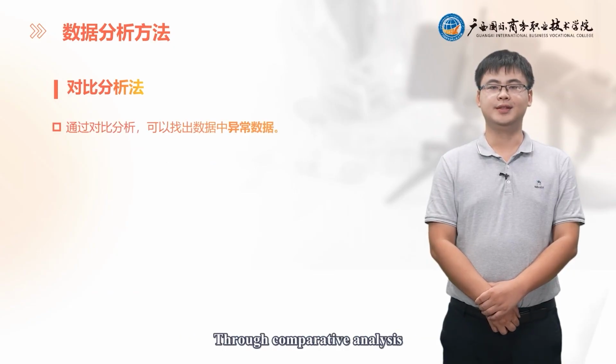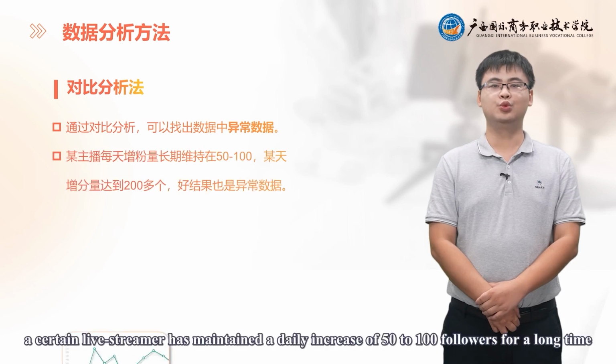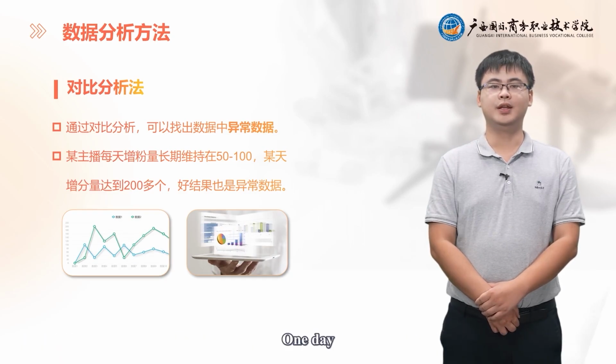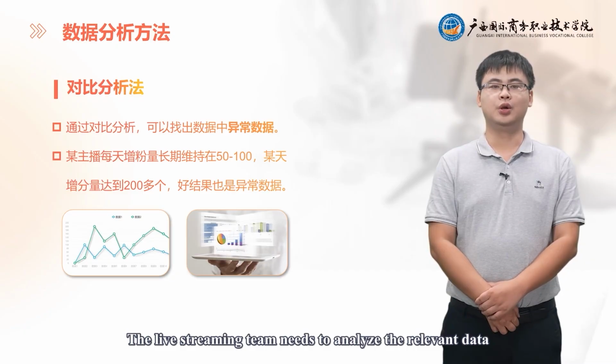Through comparative analysis, anomalies within the dataset can be identified. For instance, a certain live streamer has maintained a daily increase of 50 to 100 followers for a long time. One day, the increase reached over 200 followers. Although this is a good result, it is also an abnormal figure. The live streaming team needs to analyze the relevant data to find out the reasons for the sudden increase in data.